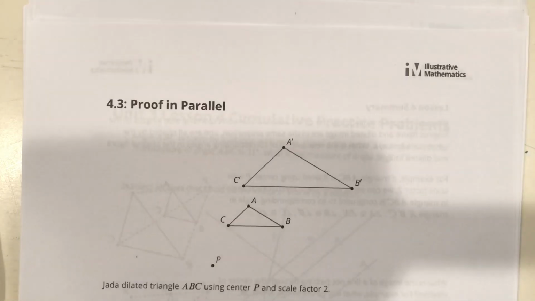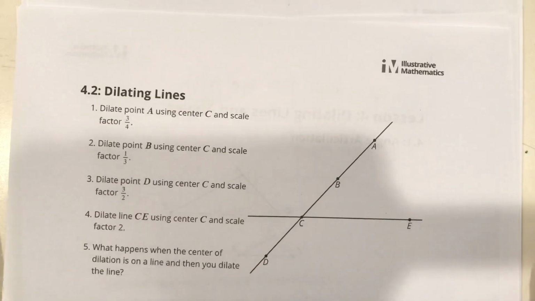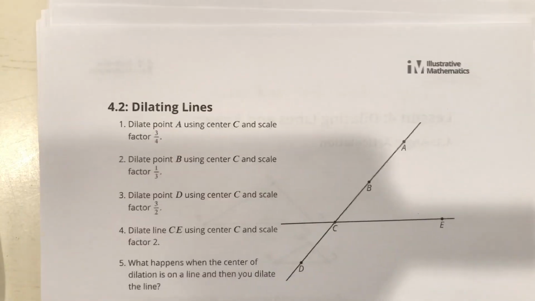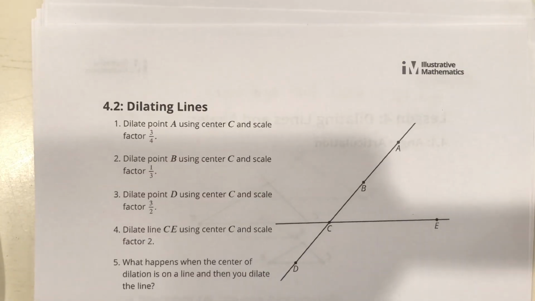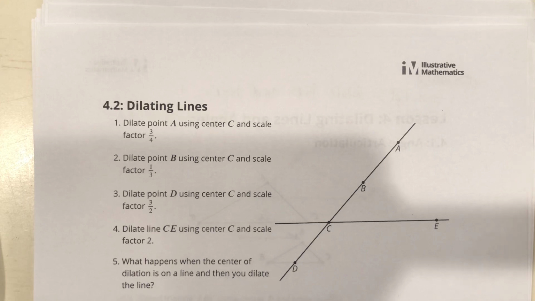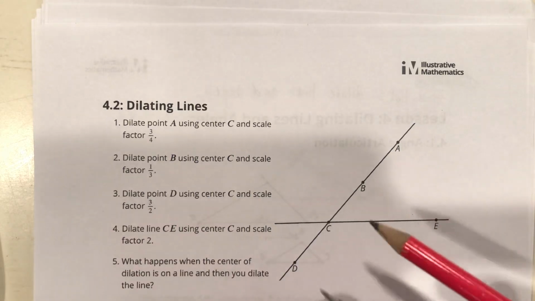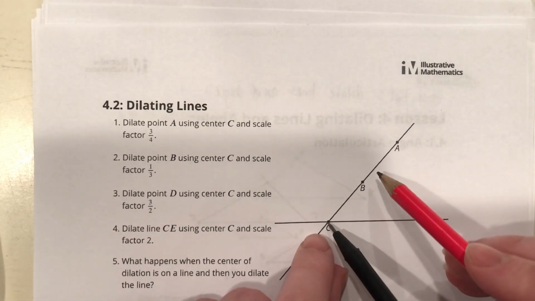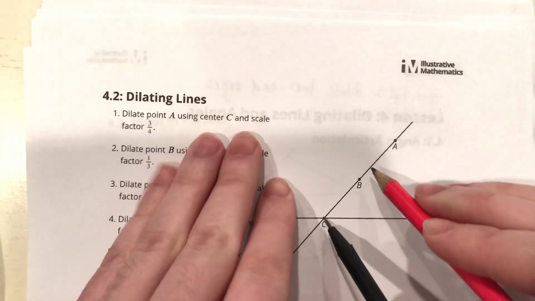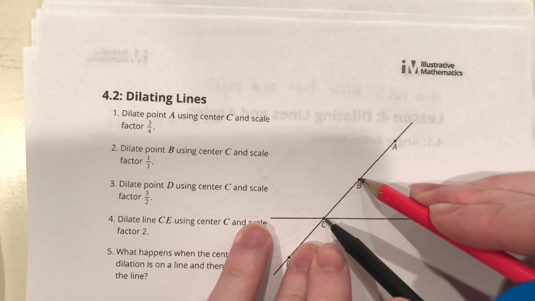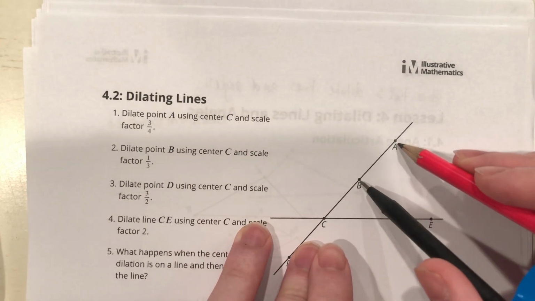All right, so moving on to 4.2. Number 1, dilate point A using center C and scale factor of 3/4. In order to do 3/4, we have to cut it up into halves first. So first, I'm going to see if B is the midpoint from C to A, because that would make my life a lot easier. Let's see if it is.